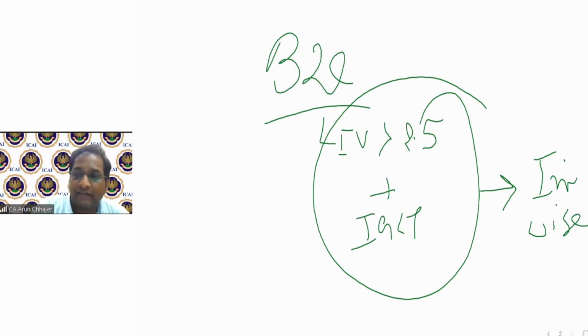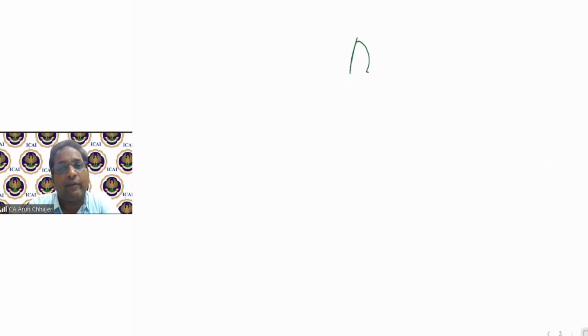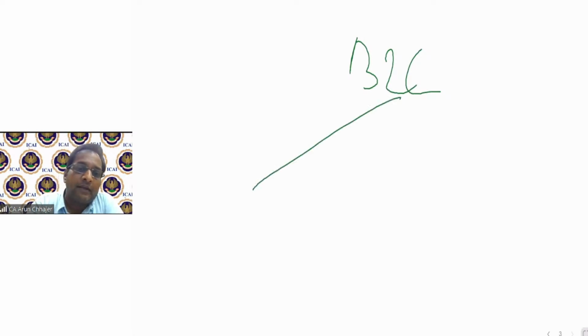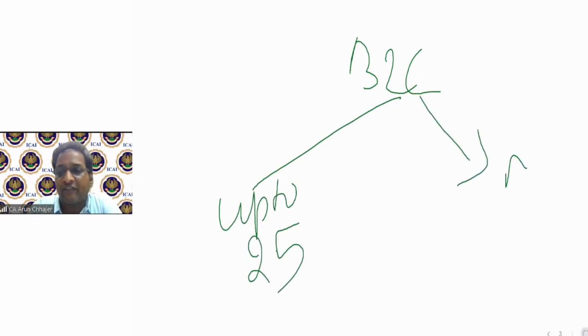If I'm talking about rest B2C, then which type of the B2C will come? Up to 2.5 lakh, both inter or intra. More than 2.5 lakh, only intra. Is it clear?